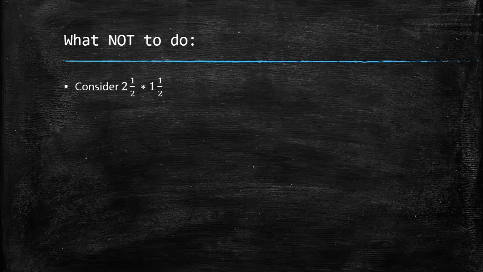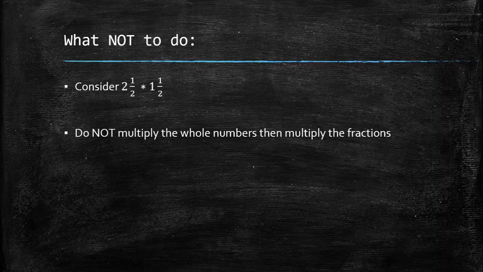So let's look at, say, 2 1/2 times 1 1/2. So do not multiply the whole numbers and then multiply the fractions. The answer to this is not 2 1/4. Anytime you do this, you're going to end up with an answer that's actually smaller than what you're looking for. So the answer to this, like I said, is not 2 1/4. I got that 2 1/4 by multiplying 2 times 1 and then 1/2 times 1/2, and that's not right.